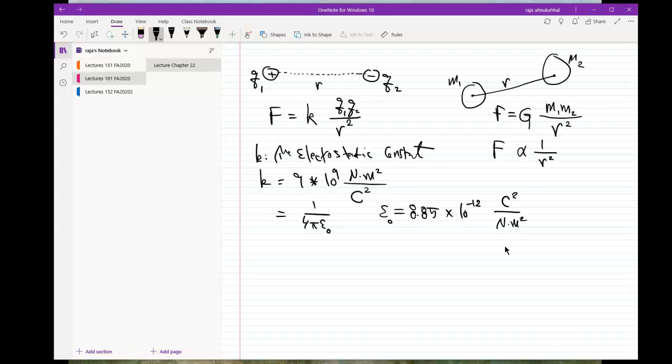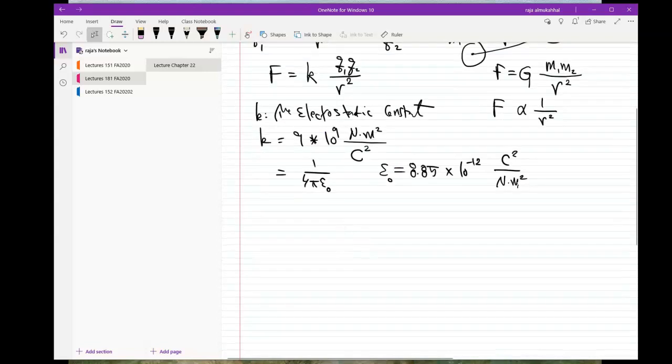So if you take this number and plug it into this expression, you will get this number. To be exact, it's actually not 9, but 8.99. But that's really close. I use 9. I never use 8.99. That's good enough. Anyway, so this is called the electrostatic constant.